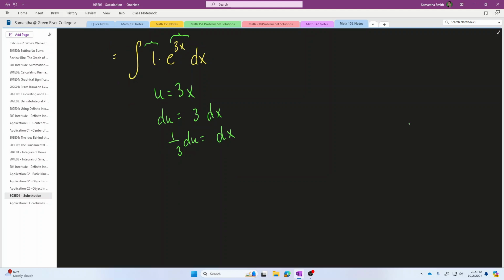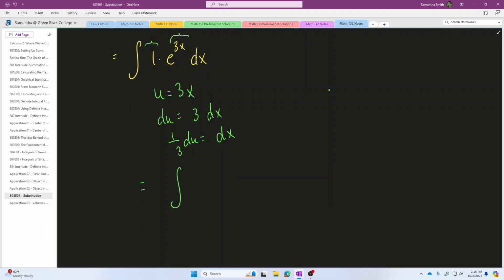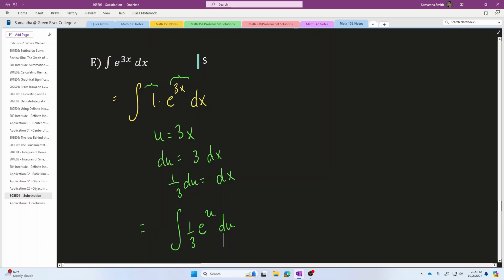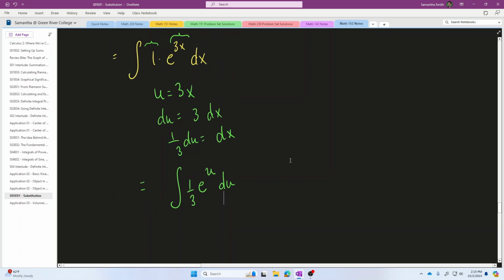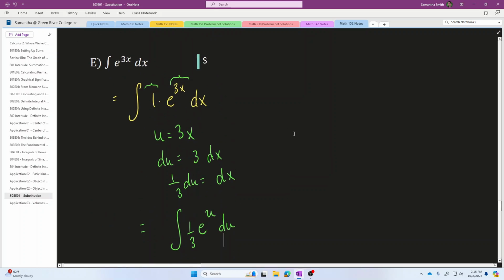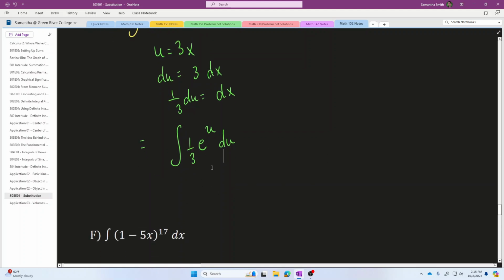If I make that substitution, then the integral of e to the 3x dx becomes the integral of e to the u times 1/3 du. Now, what was the advantage of making the substitution in this situation? The advantage was, we have a formula for the antiderivative of e to the u du. We have a formula for the antiderivative when there is just a copy of the variable up here in the exponent.